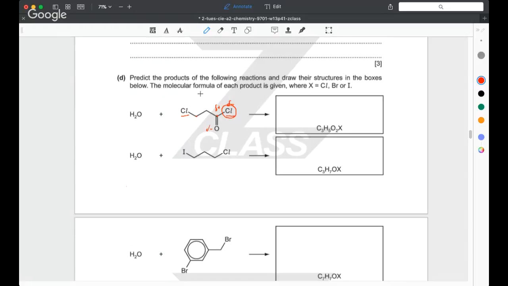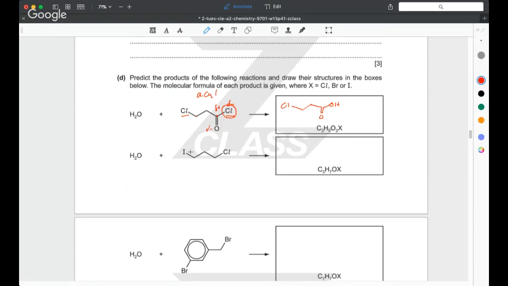This is, again, we saw this earlier on, didn't we? This is an example of an acyl chloride. And so when that reacts with water, then that chlorine atom at the end there isn't going to react. And the reaction of acyl chloride with water gives the carboxylic acid.